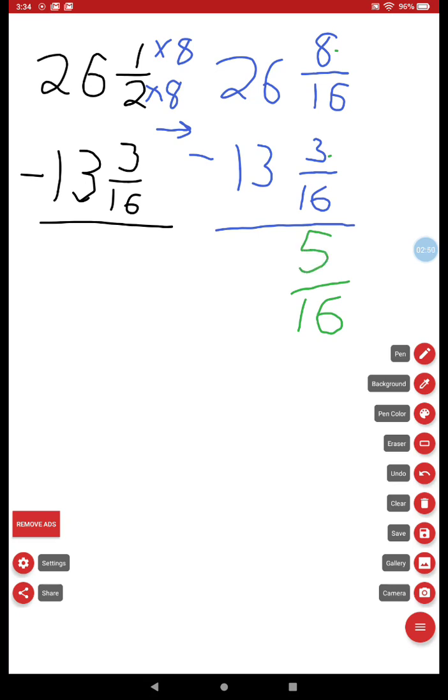All right. 26 subtract 13 gets you 13. And now I have 13 and 5/16. And I got to ask myself, 5 is a prime number, so can 5 fit inside of 16 equally? No, it cannot. So you're left with 13 and 5/16 already simplified. Let's take a look at another example.